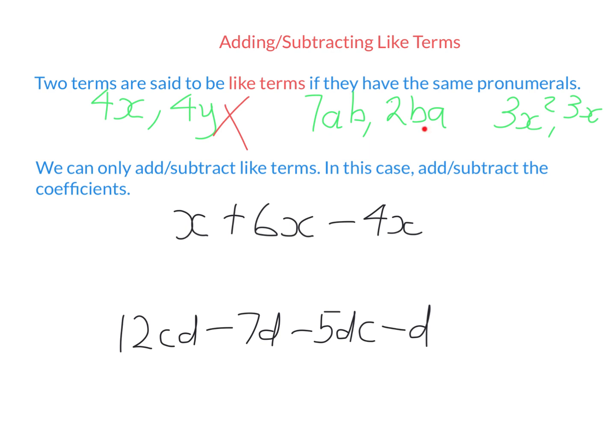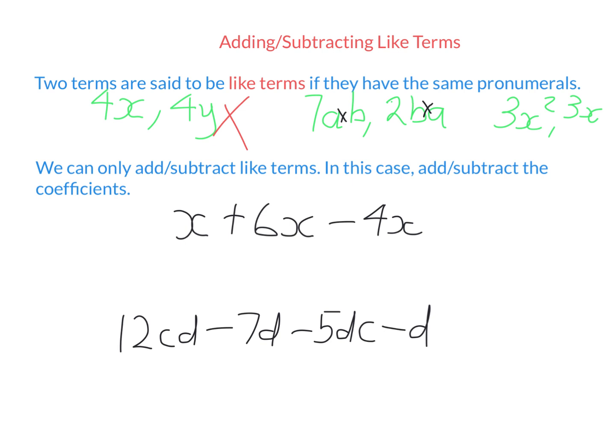On the other hand, these two terms are like terms, 7ab and 2ba. It doesn't matter that their coefficients are different, nor does it matter the order in which they are written. AB and BA are the same. Why is that? Because if no operation is written in algebra, it's a times. A times B and B times A always give you the same answer no matter which values we choose for A or B. What I mean by that is that the order of multiplication doesn't matter. So that's why AB and BA are the same thing in maths.